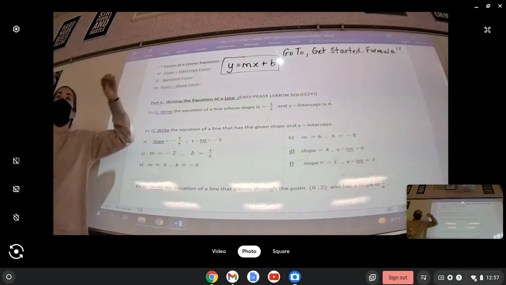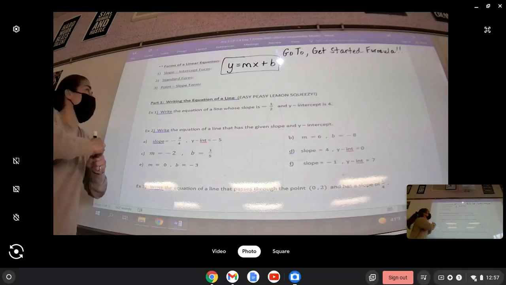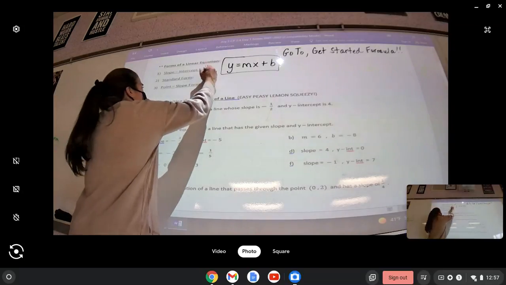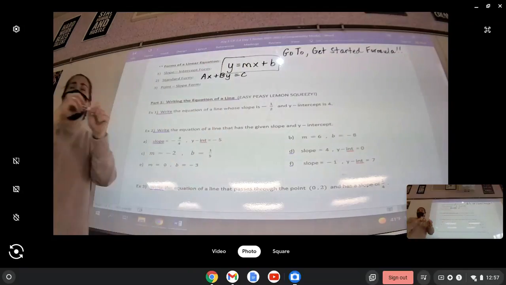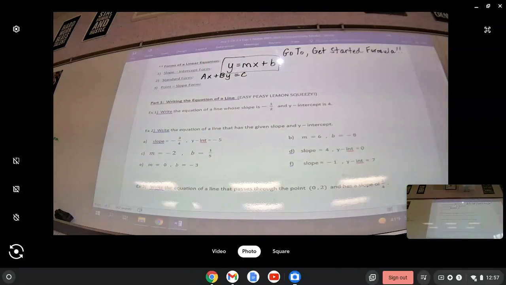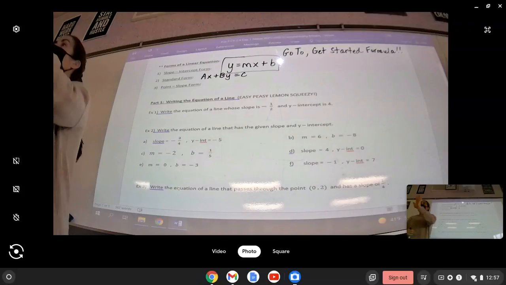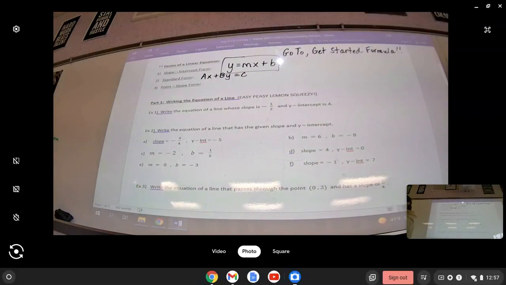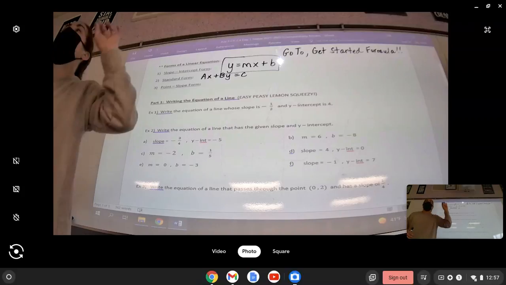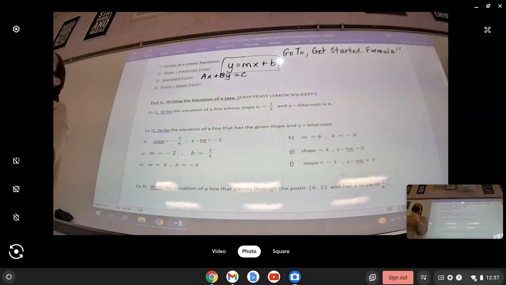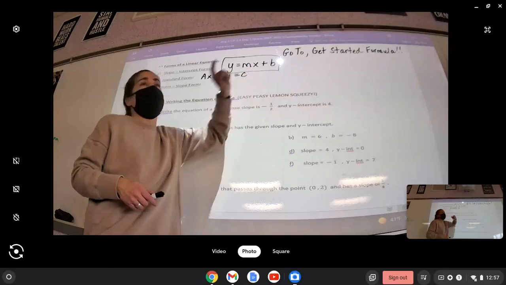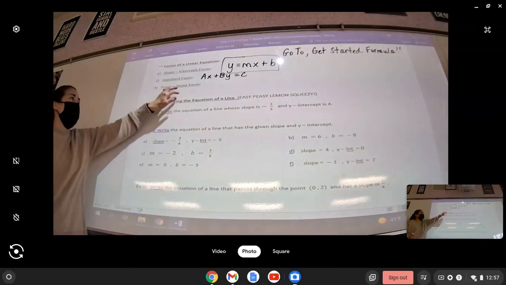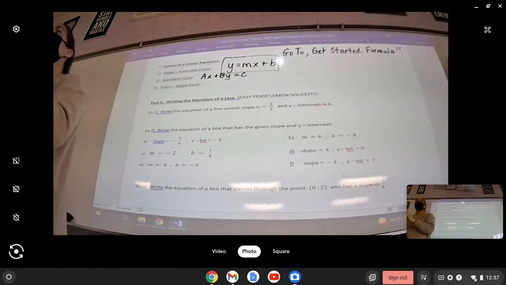Now, linear equations can also be written in what we call standard form. And we filled that in yesterday and we said that was ax plus by equals c. But we don't ever use that formula to get started. If the problem ever mentions standard form, then all they're trying to tell you is that's how your answer should end up. It does not mean that you start with that formula, because this is the formula we will use to get started.